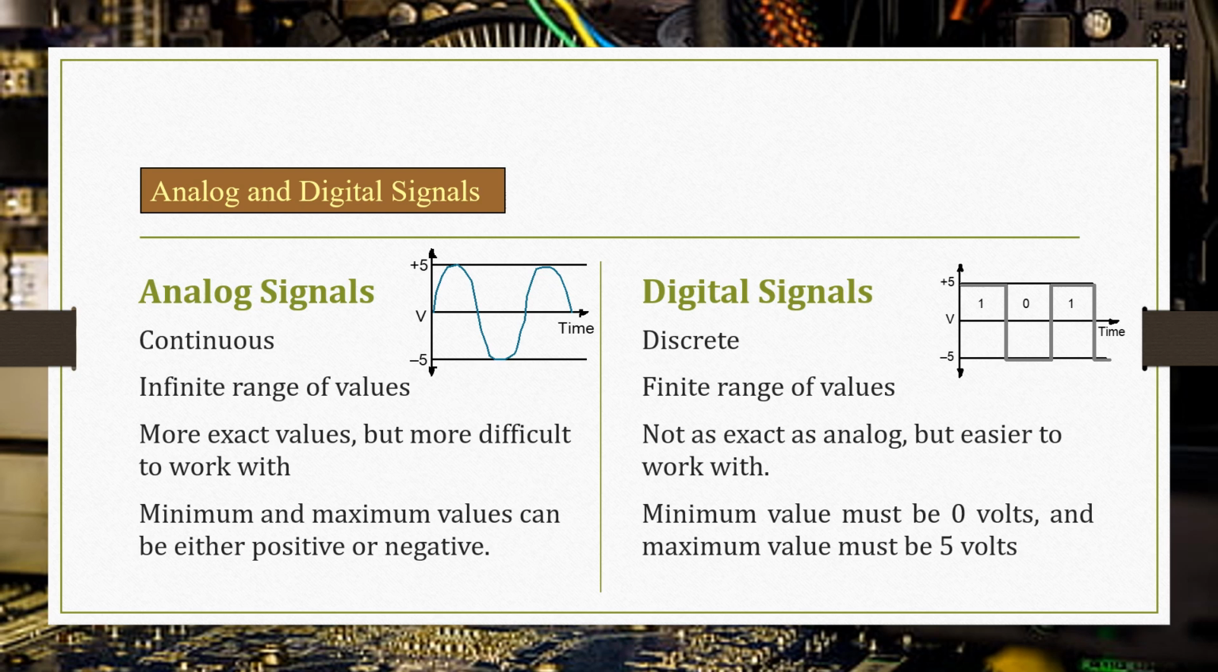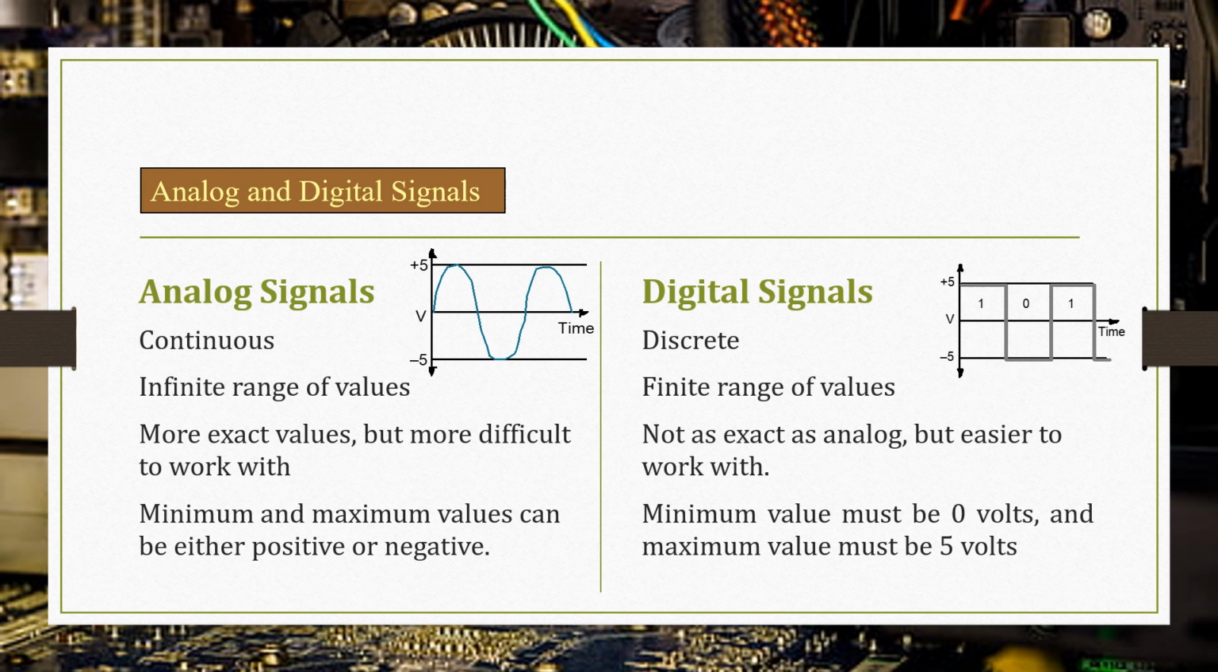Now let's have a comparison between these analog and digital signals. Analog systems take continuous values, whereas digital systems take only discrete values. Analog systems take an infinite range of values, whereas digital signals deal with only a finite range of values. The analog systems deal with more exact values but are more difficult to work with because we'll be having an infinite range of values, right? But in the case of digital signals, they are not as exact as analog but easier to work with. Why? Because we have to deal with only a finite range of values.